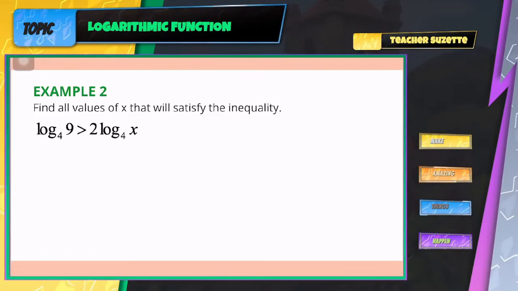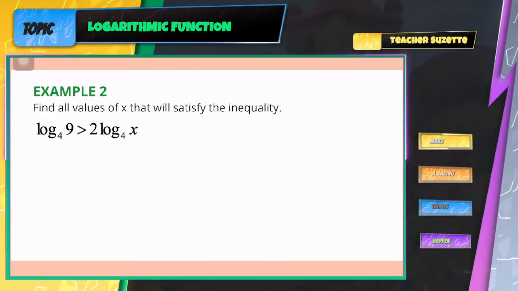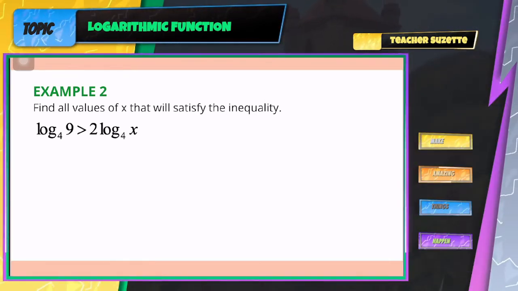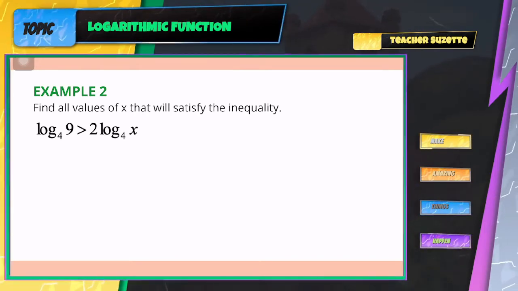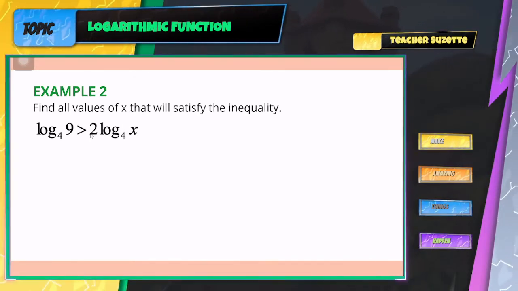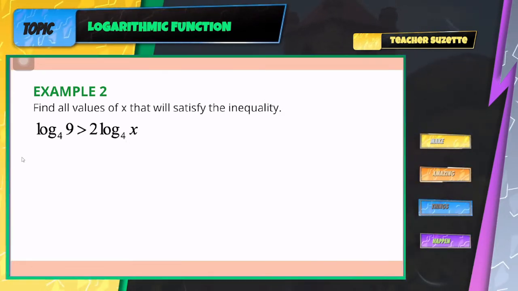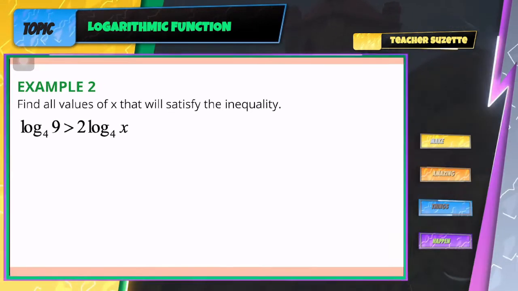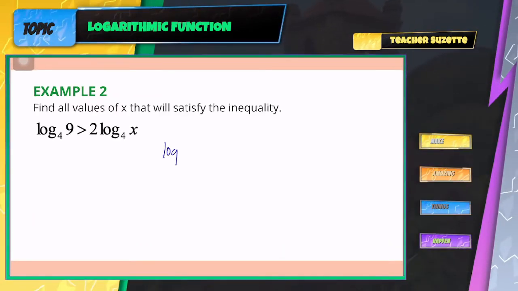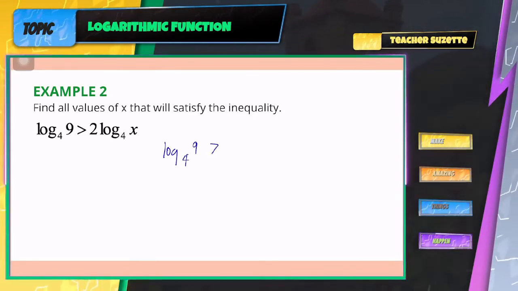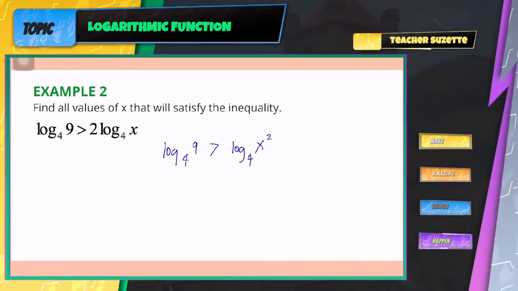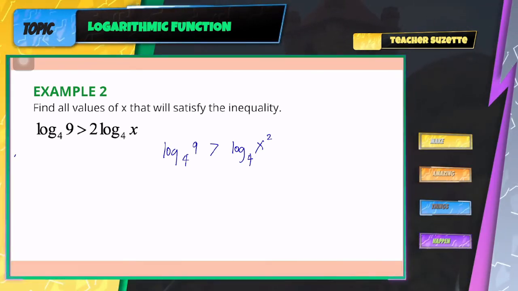Next, let's have our logarithm of 9 base 4 greater than 2 logarithm of x base 4. So, for us to solve this one, let's first simplify yung ating 2 times logarithm of x base 4 by the power law natin. So, we can write this one as the logarithm of 9 base 4 greater than logarithm of x squared base 4. So, before we solve, again, let's first check yung ating mga reminders kanina.